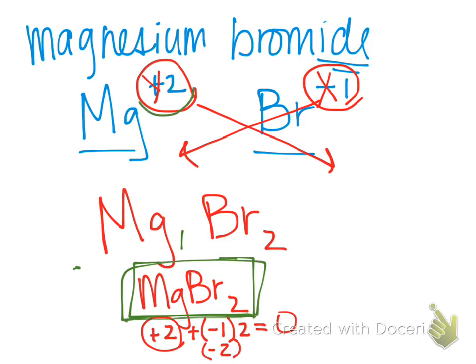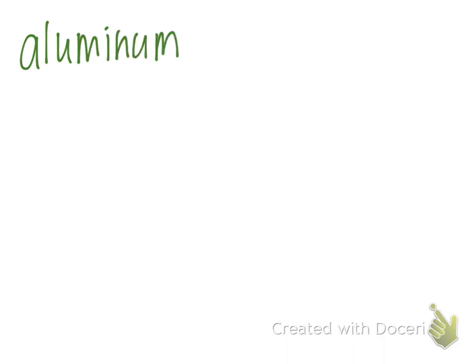Does this cross right here make sense to us? Yeah. We don't take the charges with us, the plus or the minus. We only take the number, the magnitude of that charge. Okay, let's try another one. Let's try aluminum sulfide.